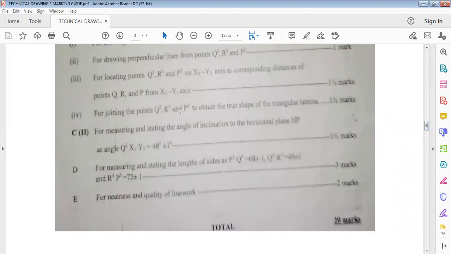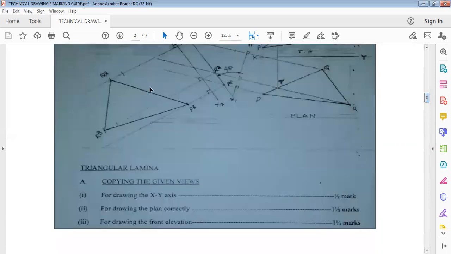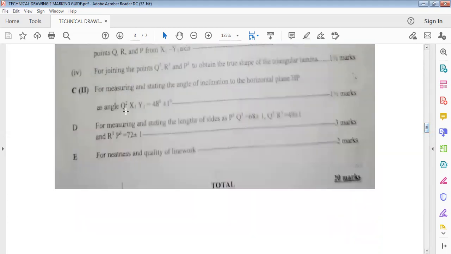For joining points Q3, R3, and P3 to obtain the true shape of the triangular lamina, you have 1.5 marks. So after you have located these points, by joining them together you have 1.5 marks when you produce the shape. And then for measuring and stating the angle of inclination to the horizontal plane as angle Q2X1Y1, which is equal to 48 degrees plus or minus 1 degree, you have 1.5 marks for that.